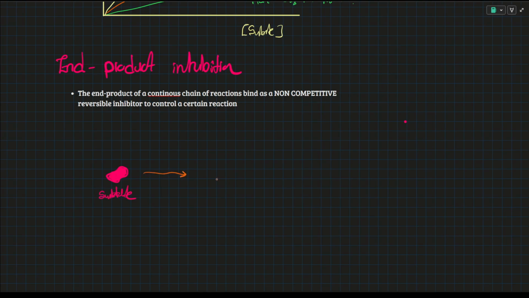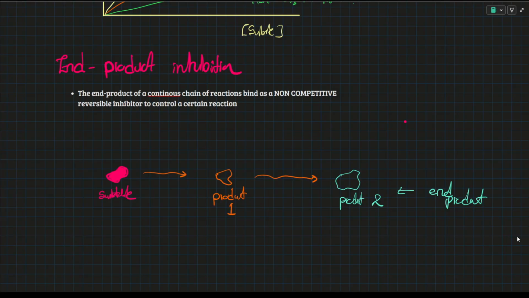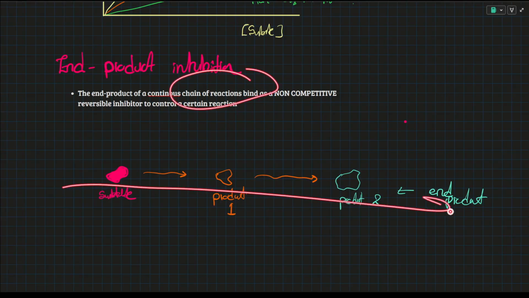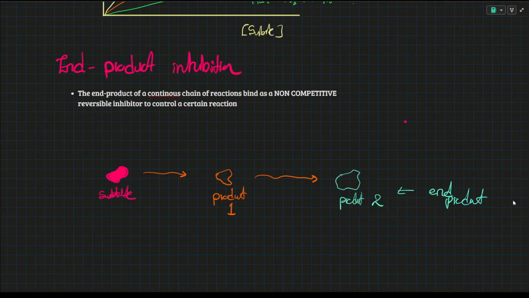that's going to turn into product 1. And then later on, this product 1 is being converted into product 2. Now, in this chain, this is the final product, so we typically call this the end product of the continuous chain. That is our end product. Now, to convert this substrate to product 1, let's say we want enzyme 1. To convert product 1 to product 2, let's presume we need enzyme 2, like so.